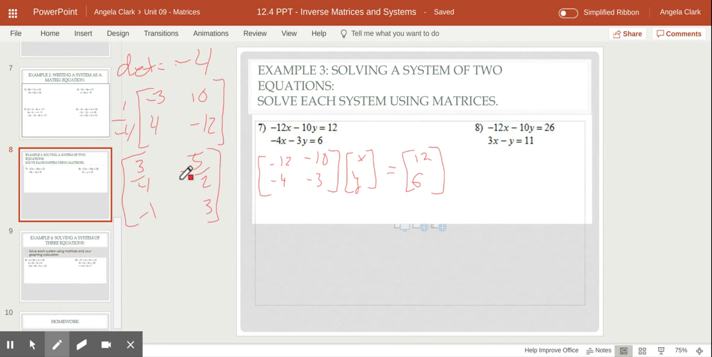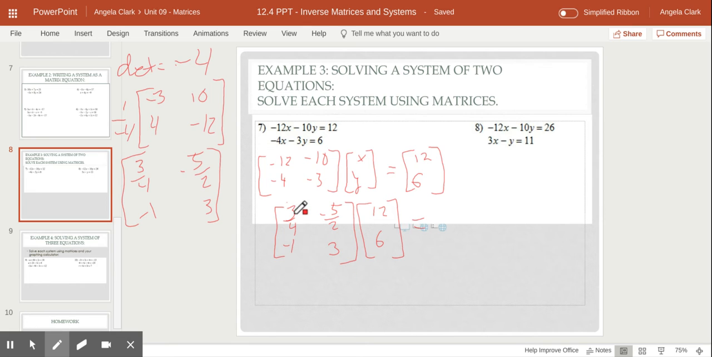And so now I need to multiply the inverse times the solution matrix, or the constant matrix. So I have 3/4, negative 5 over 2, negative 1, 3, times 12, 6. And if you look at the dimensions, this is the direction that will work. This is a 2x1 matrix. This is a 2x2 matrix. So this is the direction that I need to multiply in order for it to work. So let's go ahead and do that.